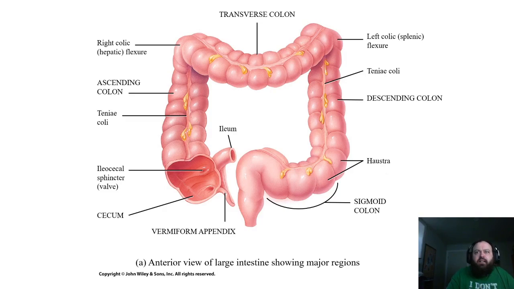And you'll also notice that periodically, as you move up along the taeniae coli, there are these pouches of fat, these yellow pouches of fat that are running along. These are called omental appendices.